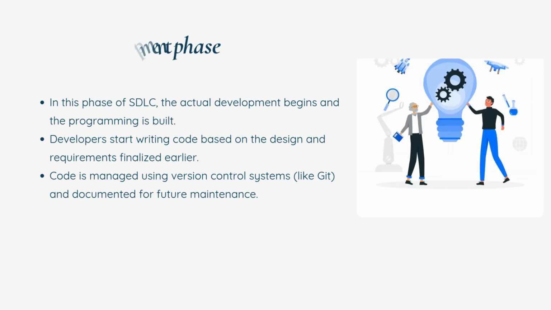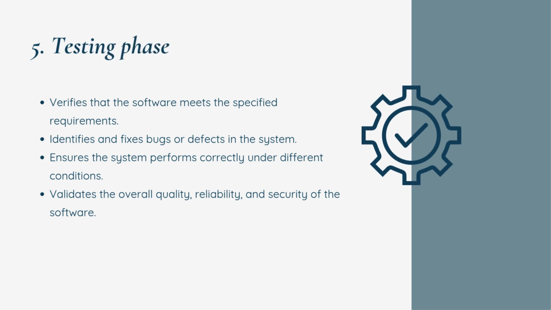Now, the fifth step is the testing phase. After the code is generated, it is tested against the requirements to make sure that the products are solving the needs and requirements addressed to them. In this phase, unit testing, integration testing, system testing, and acceptance testing are done. It verifies that the software meets the specified requirements and identifies and fixes bugs or defects in the system.